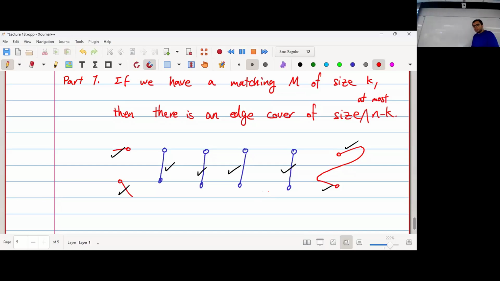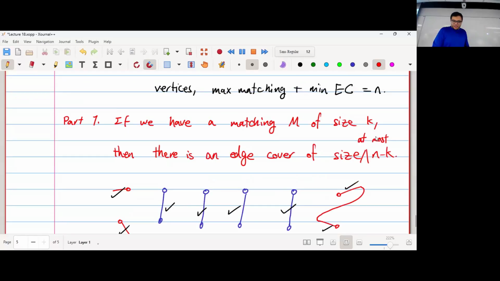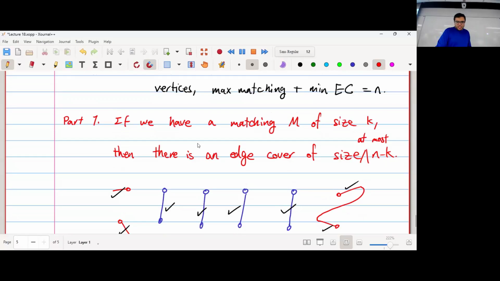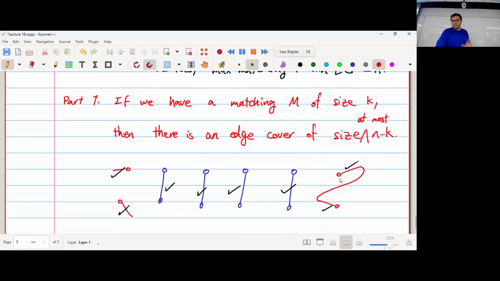Okay. But what if I have less than n minus k edges? Well, just add some random edges, right? It's an edge cover. It's already covering everything. I can keep adding some other edges, right? Already everything is covered, so it's fine. I can just make the size of my edge cover larger. So you can add more. Okay, but anyway, let's just put the at most there because we don't want to make it suboptimal. We say that if we have a matching M of size k, then there is an edge cover whose size is at most n minus k.